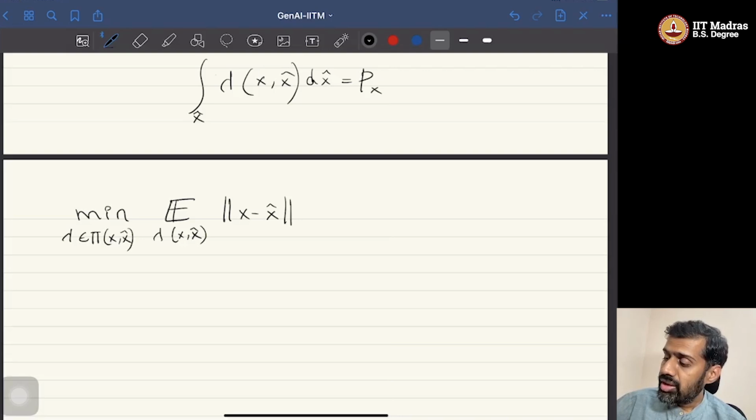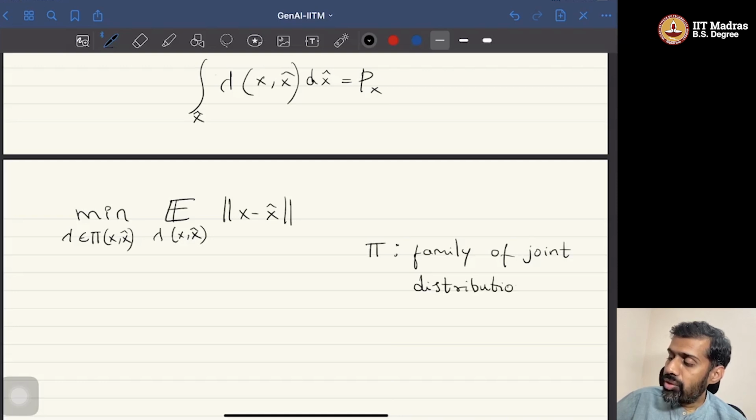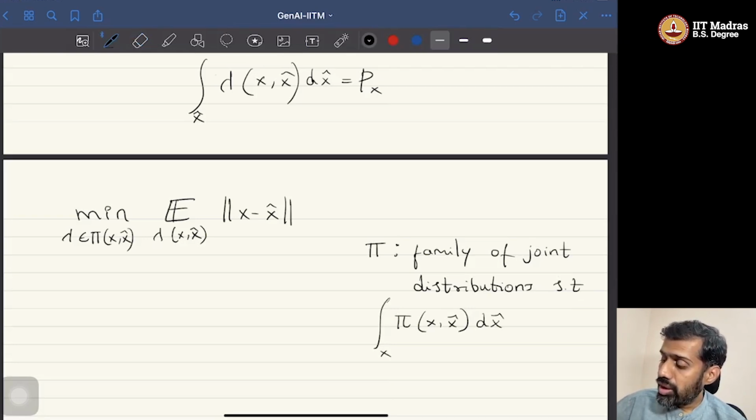All joint distributions, where pi is a family of joint distributions between the random variables, such that the marginals, when I integrate over x cap, I get px, and if I integrate over x, we get px cap, right?